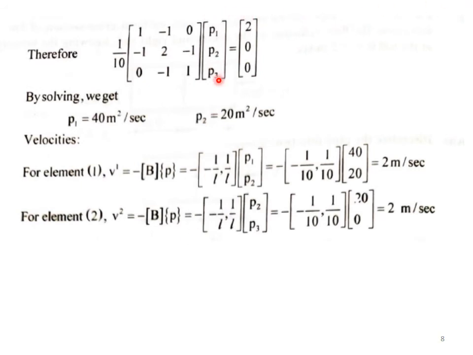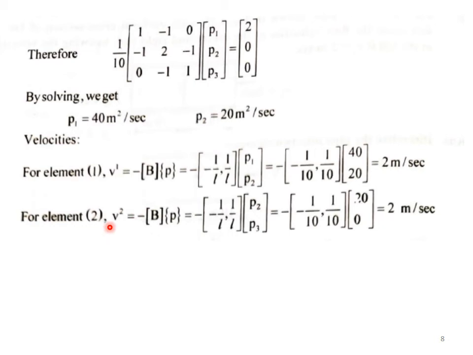On assuming the value of P3 is equal to 0 and substituting it, we will be getting the value of P1 as 40 meter square per second and P2 is equal to 20 meter square per second. Velocities: same equation we follow for finding out the velocities. For element 1, V1 is equal to minus B into P, minus 1 by L, 1 by L, P1, P2, that is minus 1 by 10, 1 by 10, P1 and P2 for element 1, 40 and 20. Upon solving, we will be getting the value as 2 meters per second.